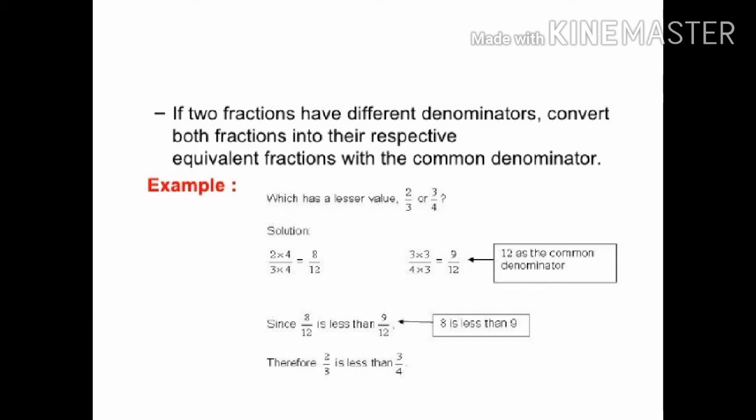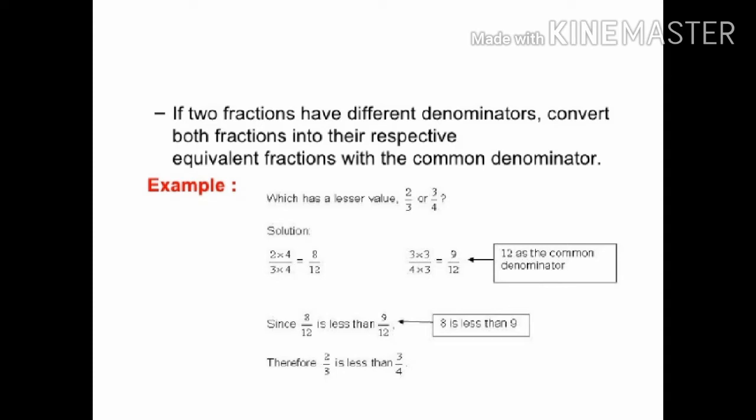First fraction 2 by 3, we will multiply by 4 both numerator and denominator. 2 multiplied by 4 is equal to 8 and 3 multiplied by 4 is equal to 12. And now the second fraction is 3 by 4. We will multiply by 3 both numerator and denominator. 3 multiplied by 3 is equal to 9 and 4 multiplied by 3 is equal to 12.